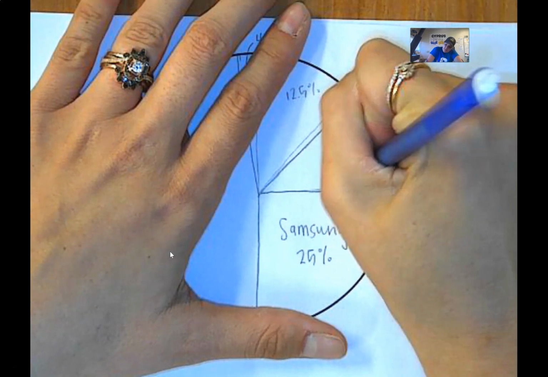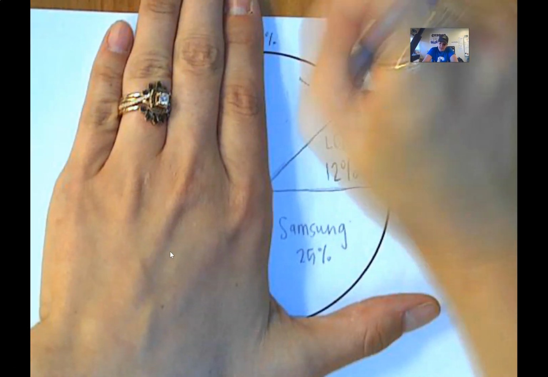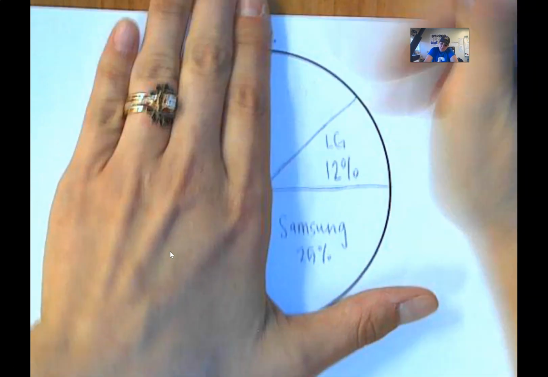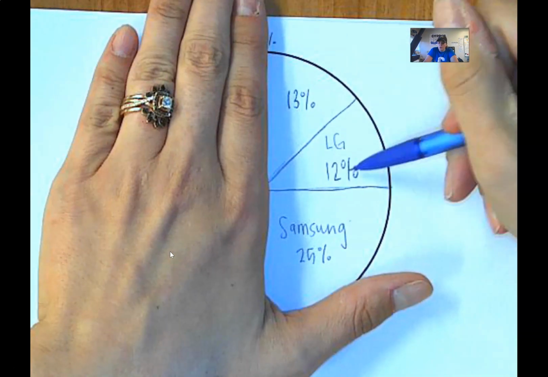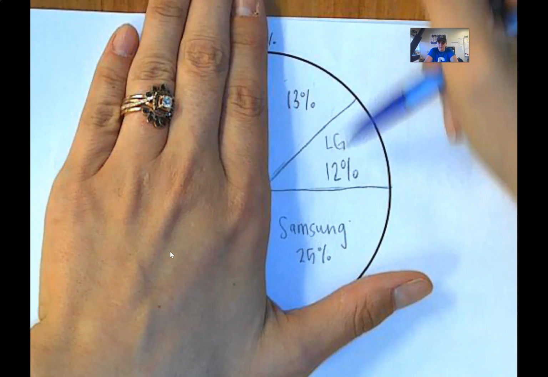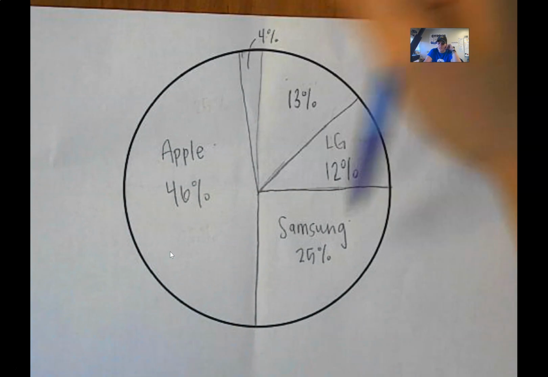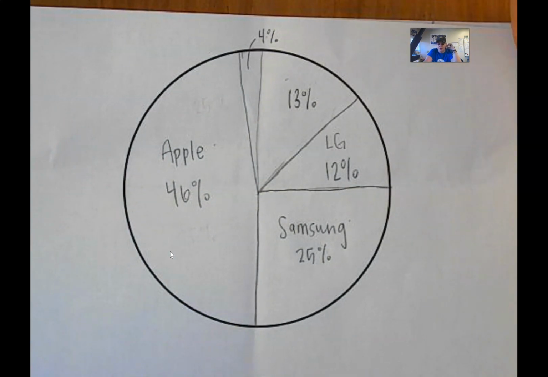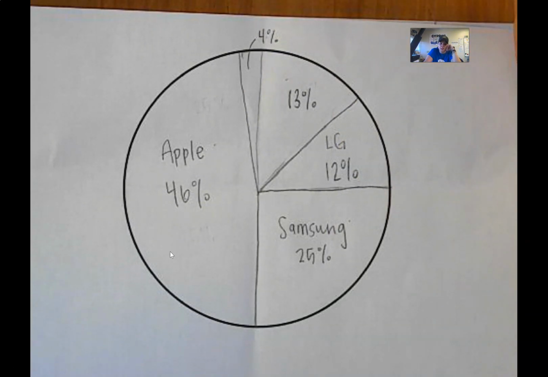at 12%, which means that this section that I have left is now 13%, because 12 plus 13 makes the quarter of 25%. So if I uncover and look at my circle graph, these percents still add up to 100. I have 46 plus 4 plus 13 plus 12 plus 25. If you plug those all into your calculator, you're still at 100%.